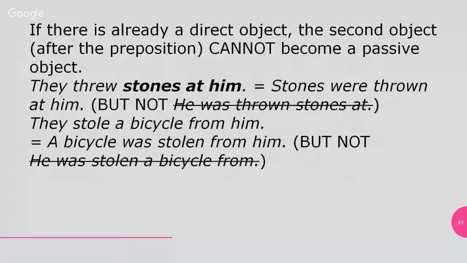There's already a direct object. The second object, that is after the preposition, cannot become a passive subject. They threw stones at him. Stones were thrown at him can be said, but he was thrown stones at is wrong. They stole a bicycle from him. A bicycle was stolen from him, but it is not correct to say he was stolen a bicycle from.